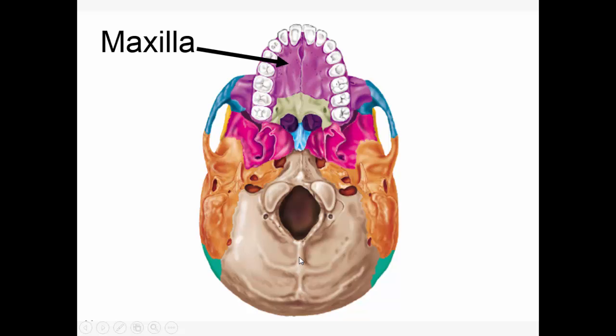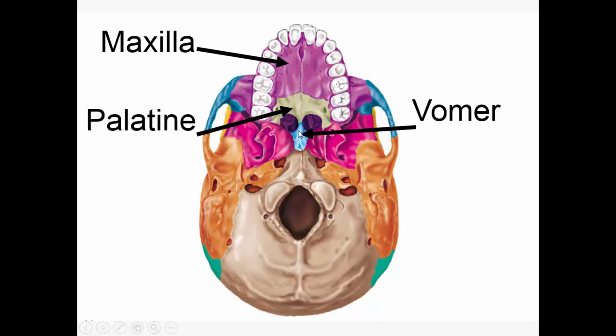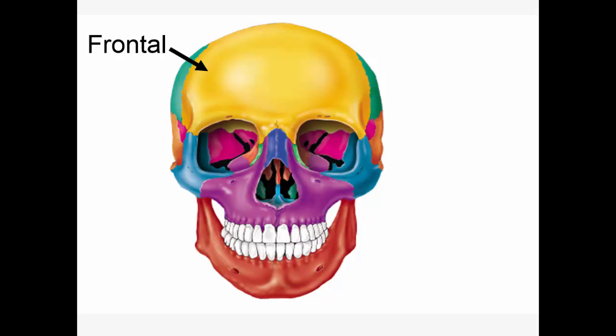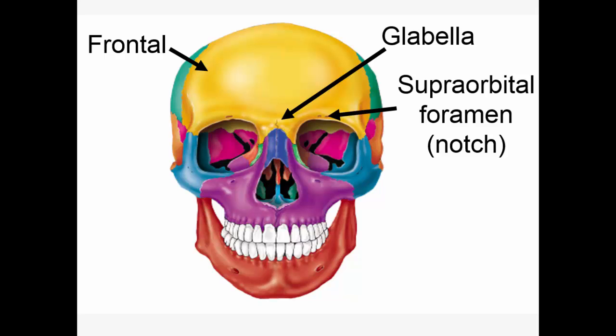Looking from the bottom, we see the maxilla and how it comes back and makes most of the roof of the mouth, but the very back part of the roof of the mouth is made by the palatine bone. And the vomer bone, we only see the bottom of it here, actually projects up to make up part of your nasal septum. There are some landmarks you need to know on each bone. On the frontal bone, you need to know the glabella, that ridge between your eyes, and the supraorbital foramen or notch. If you rub your finger along your eyebrow ridge, you will feel a slight depression. That's the supraorbital foramen or the supraorbital notch.